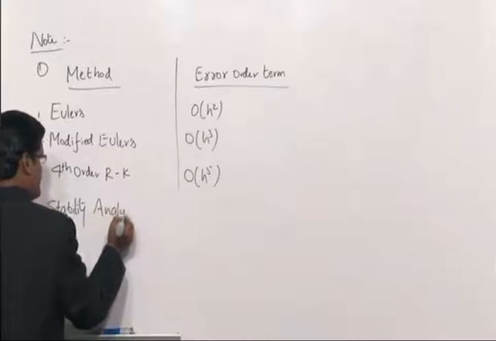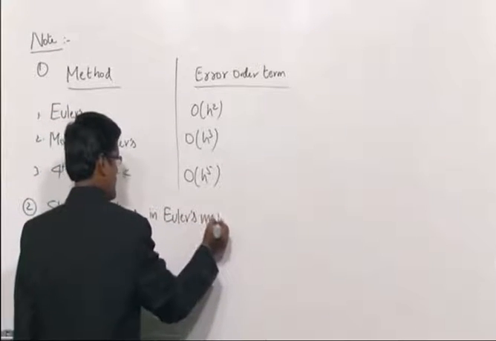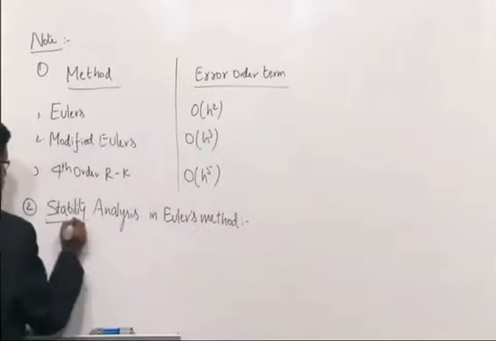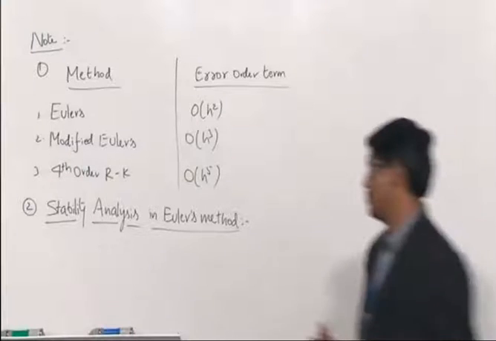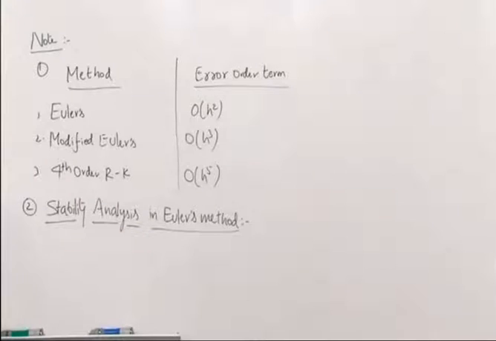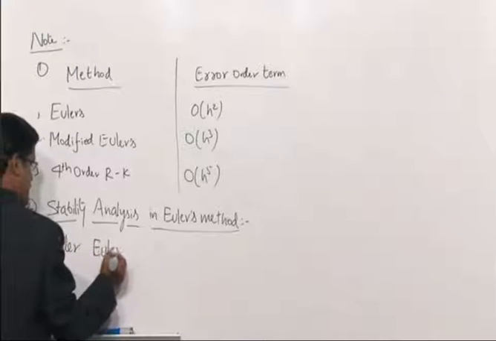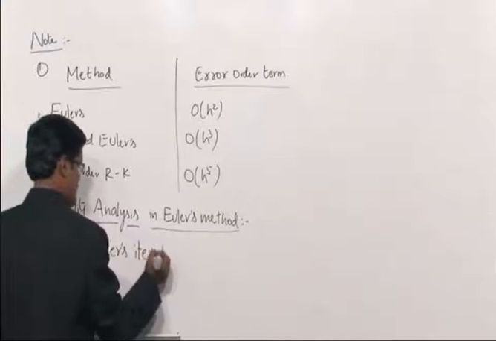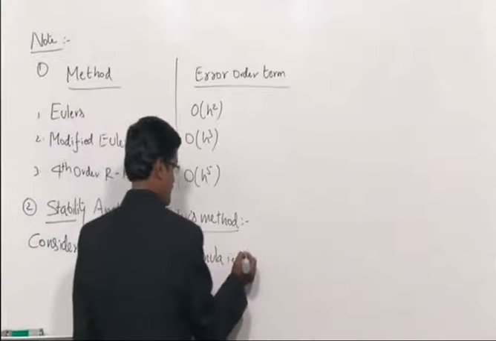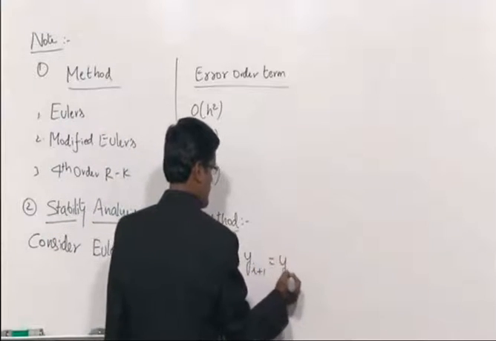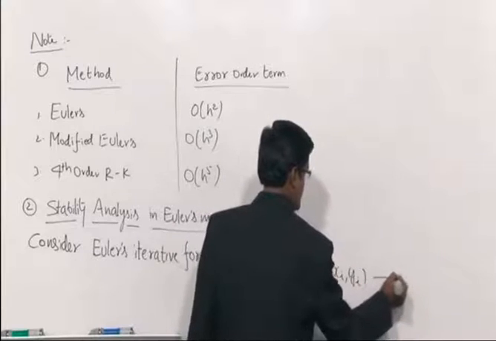Stability analysis in Euler's method. Consider Euler's iterative formula, that is y i plus 1 is equal to y i plus h times f of x i comma y i. Say equation star.